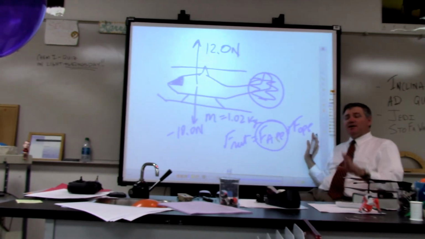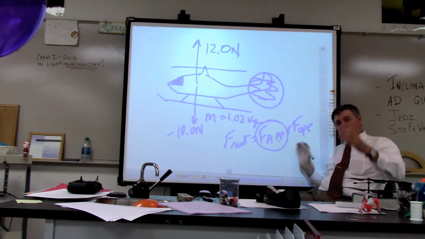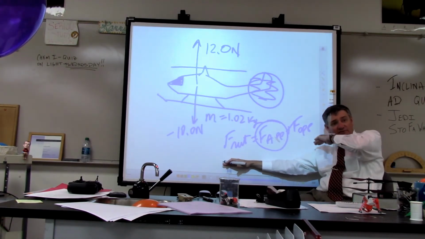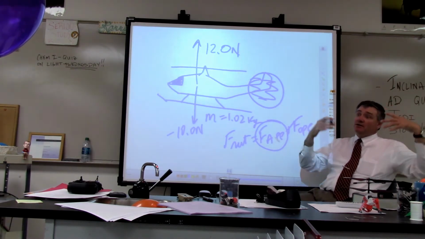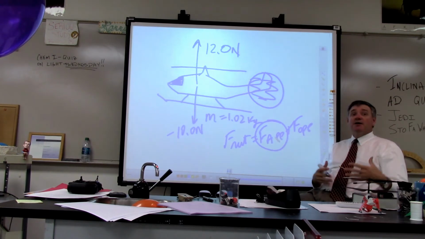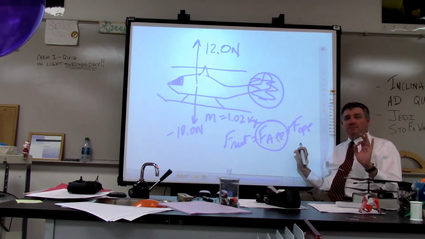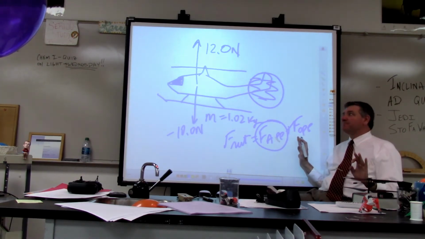Your FOP is going to depend upon the situation. If I'm going vertical, my opposing force is going to be gravity. If I'm going horizontally on a surface, my opposing force is going to be friction. So every problem starts with this mindset: F net equals FAP plus FOP.